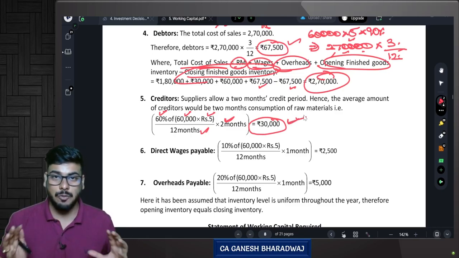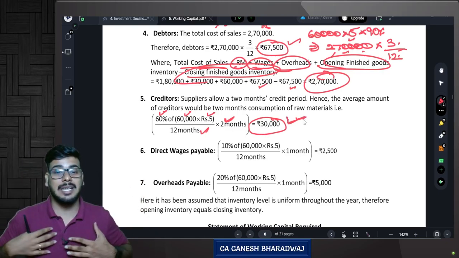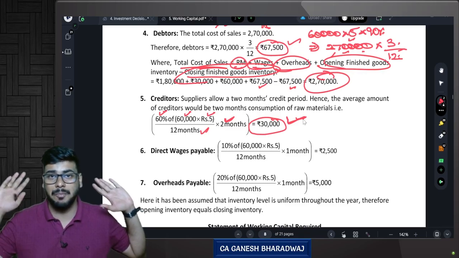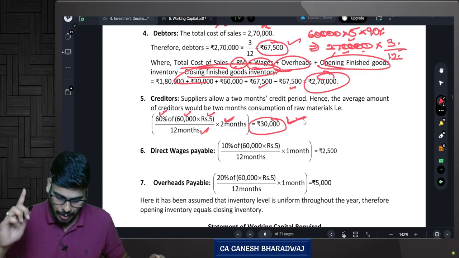So this 30,000 rupees, I am subtracting it. Why? Because to this extent, my creditors are saying they will finance it for me. This is not a cost. I'm talking about the amount of funding and investment required.